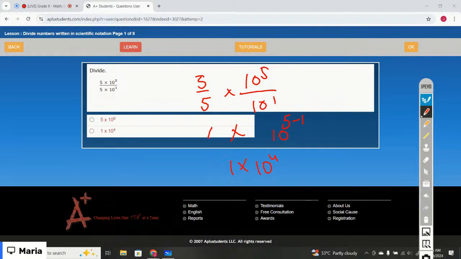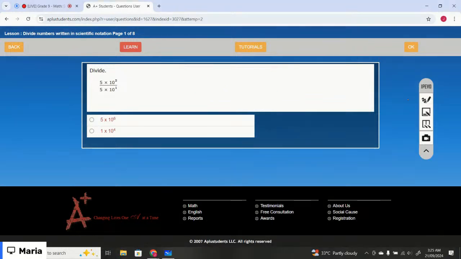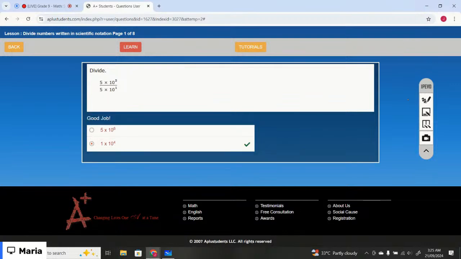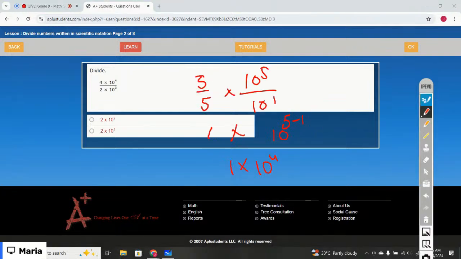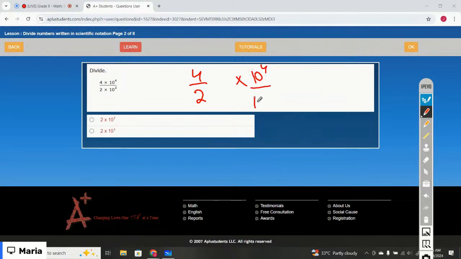So option number 2 is the correct option, that is 1 times 10 exponent 4, right? Okay, let's just move on to next one. 4 times 10 exponent 4 divided by 2 times 10 exponent 3, right? So write them down in the factored form, that is 4 over 2 times 10 exponent 4 divided by 10 exponent 3. So 4 divided by 2, that is 2 times 2 is 4, you have 2. So here you have 10 exponent 4 minus 3, because they have same bases, so their exponents must be subtracted.